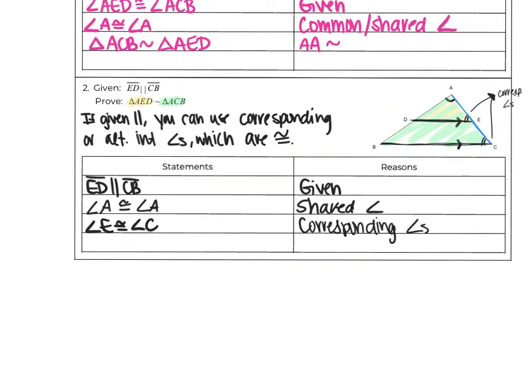All right, and that is enough to prove our two triangles are similar. So triangle AED is similar to triangle ACB. I'm pulling this directly from my proof. And your reason, anytime you're writing a similarity statement for your triangles, your reason should either be angle-angle similarity, SAS similarity, or SSS, okay?